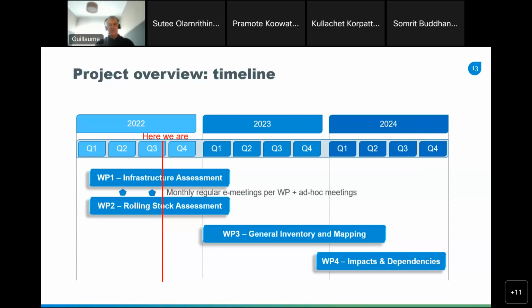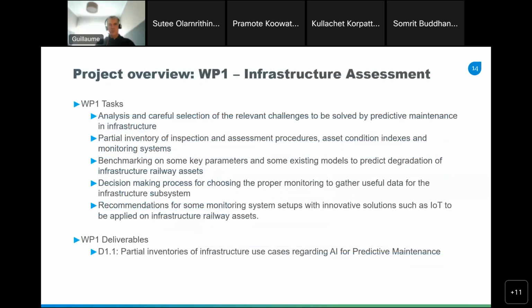Now I will focus on the work package descriptions. I propose to start with work package 1, which is related to infrastructure assessment. First, the focus on WP1 tasks. The first task is to analyze and carefully select the relevant challenges to be solved by predictive maintenance in the infrastructure domain. Here we have already quite finalized this task.